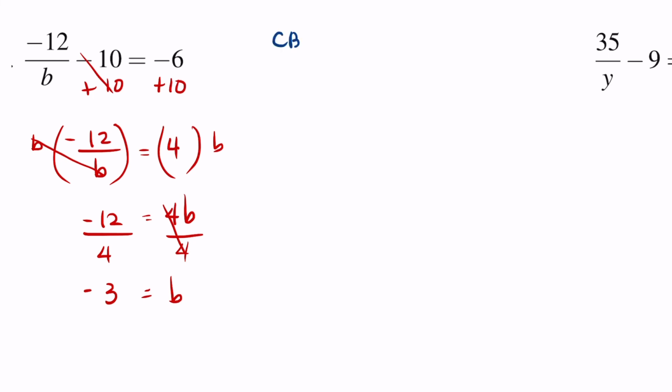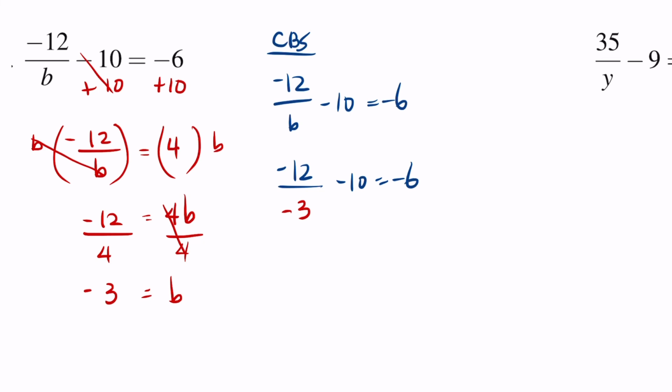So let's check by substitution. Negative 12 over b minus 10 equals negative 6. Negative 12 over b is negative 3, minus 10 equals minus 6. Negative 12 divided by negative 3 is positive 4, minus 10 equals negative 6, and positive 4 minus 10 is equal to negative 6. So if both sides are the same, then this is correct.